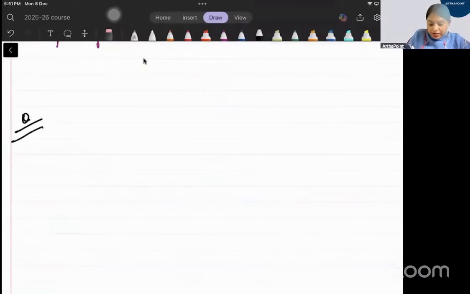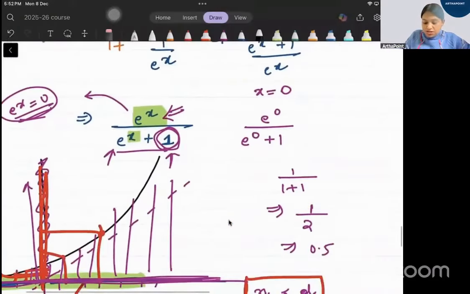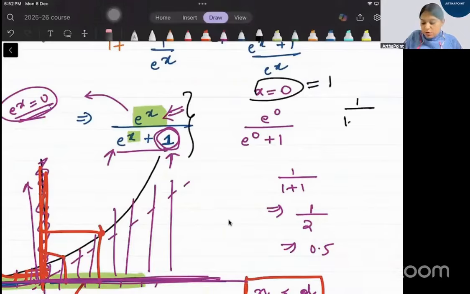Although it's a limit question, I'm just including this here because if x is 0, isn't it 1 by 1? No, I just showed you, no? If x is 0, this is the function. Anything to the power 0 is 1. So it will be 1 upon 1 plus 1. That means it will be 1 by 2. Is it clear?